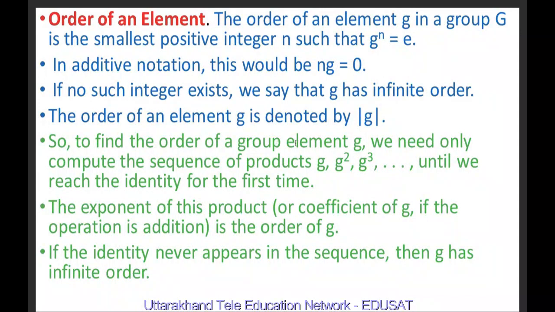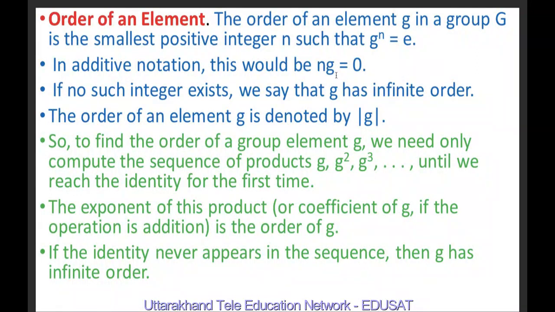So to find the order of an element g, we need to compute the sequence of products g, g square, g cube and so on until we reach the identity element for the first time. And if the operation is that of addition, we will compute g, 2g, 3g and so on until we reach the identity element for the first time. The exponent of this product is the order of g. If the operation is that of addition, then the coefficient of g is the order of g.